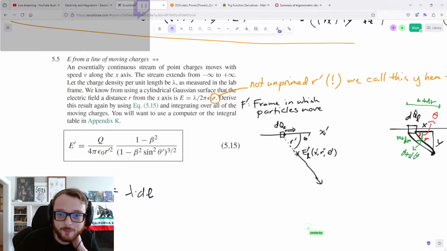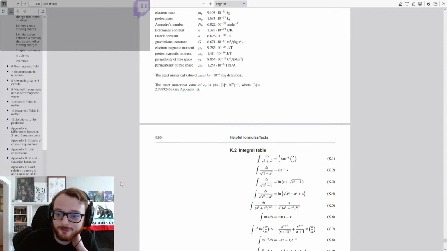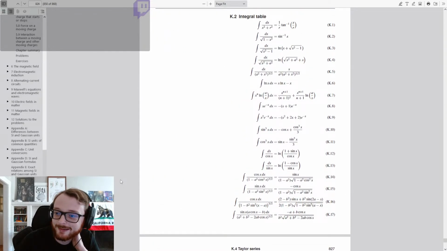Maybe they're saying we can use a table for that? The integral table in Appendix K. Do they give us this integral? Still have a... Oh, the rest of the stuff. No, it's worse than that. Yeah. Okay. It's the correction factor.